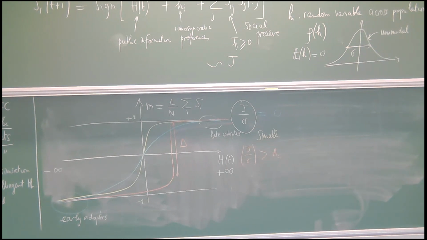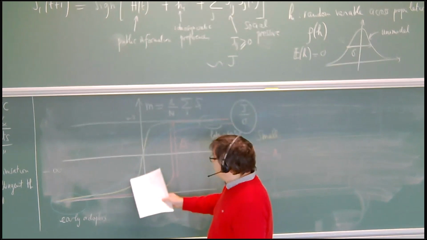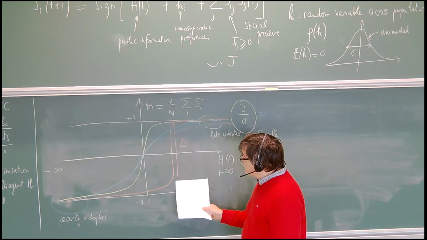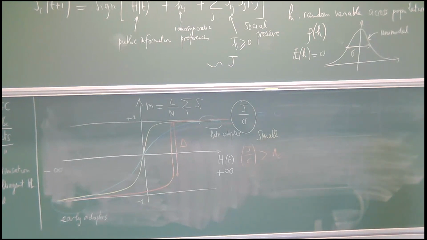Okay, so first, innovation compared to the case without imitation. Without imitation, curves are smooth. With strong enough imitation, there's a sudden discontinuity that happens.